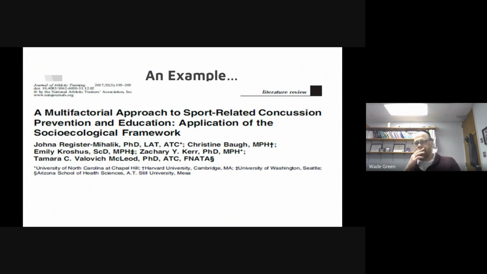So here's an example, okay? I'm using an athletic training-based example. And so a big problem that we've had and that we still have, right? This is not anything that's gone away.